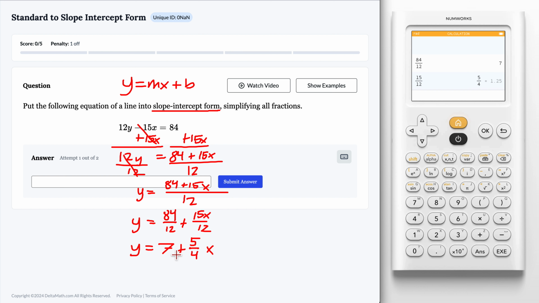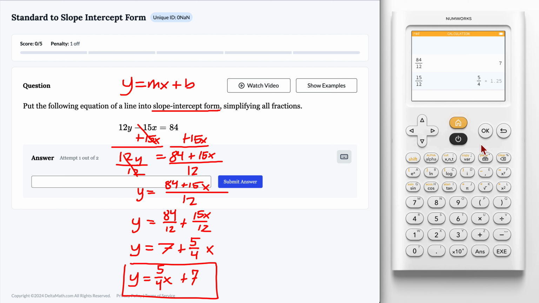Now, if I want to keep this in the same standard notation of the slope-intercept form, all I have to do is switch these two terms. This could be y equals 5/4 x plus 7. And there we have it in slope-intercept form.